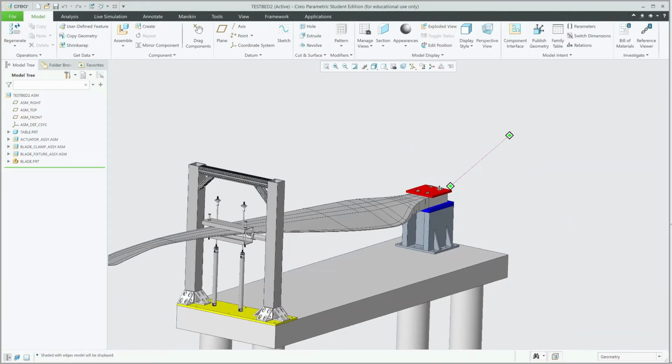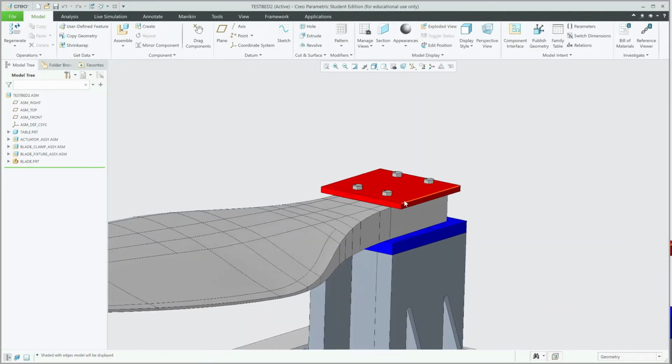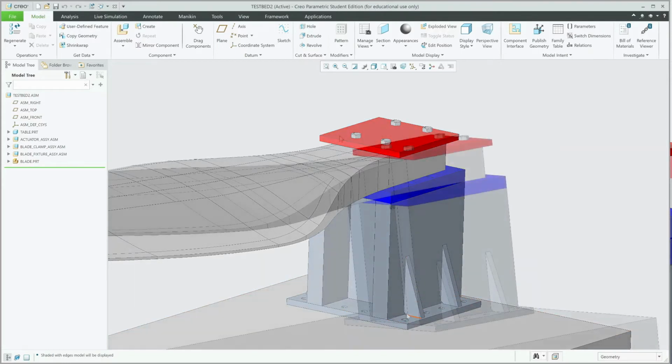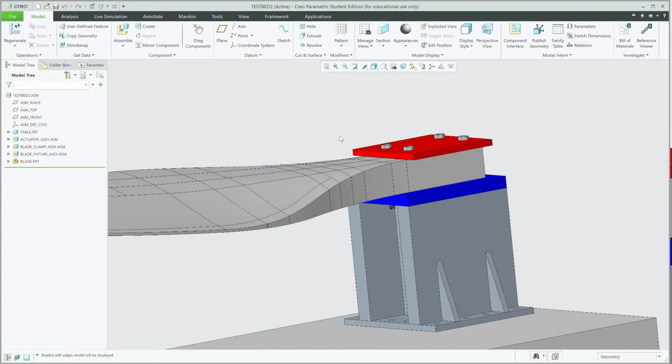So back here we have the blade fixture, which is pretty simple. It's meant to be bolted to this optical table, which was provided by the client. And all this has to do is be strong enough to hold the blade in place when we're putting forces on the blade.